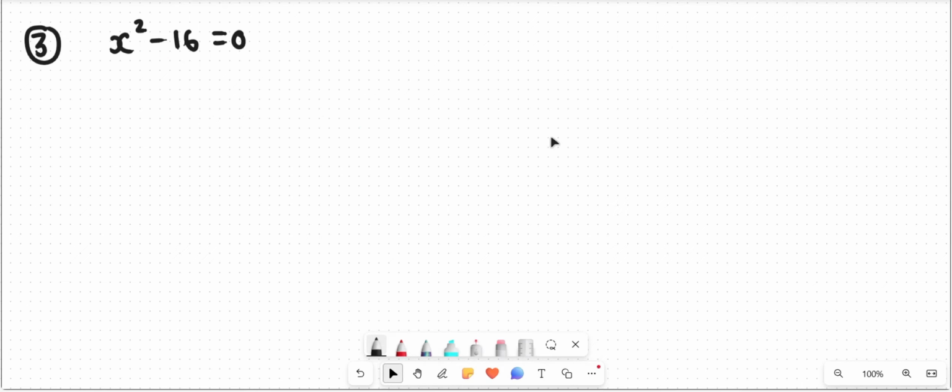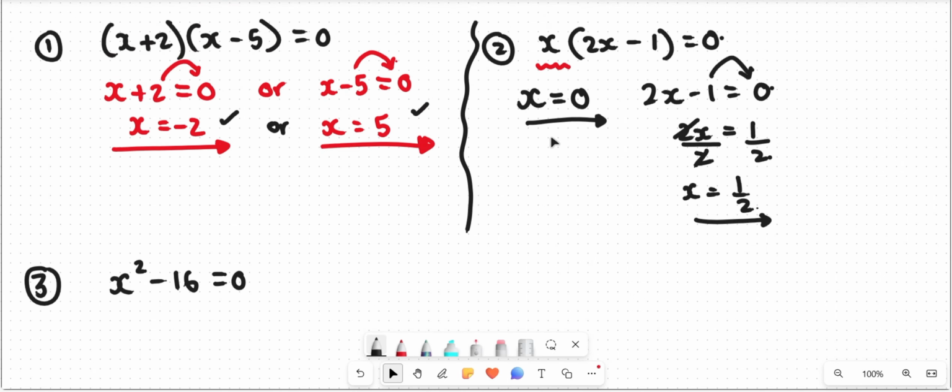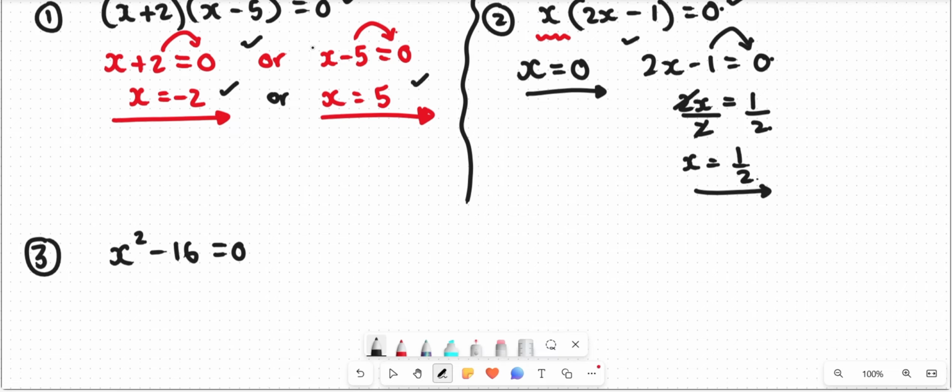For example 3, it's given that x squared minus 16 is equal to 0. What you would have noticed is that in the previous two examples, these were actually factorized for us. The fact that I was getting two things that are multiplying and the answer was 0 means this wasn't initially a trinomial. This was initially maybe a common factor type of equation, and it was factorized for us. I hope that makes sense.